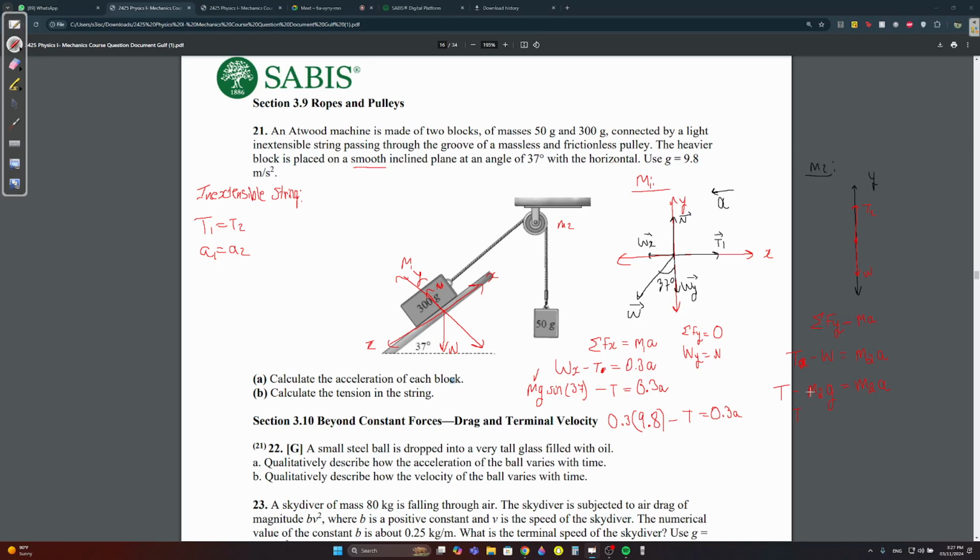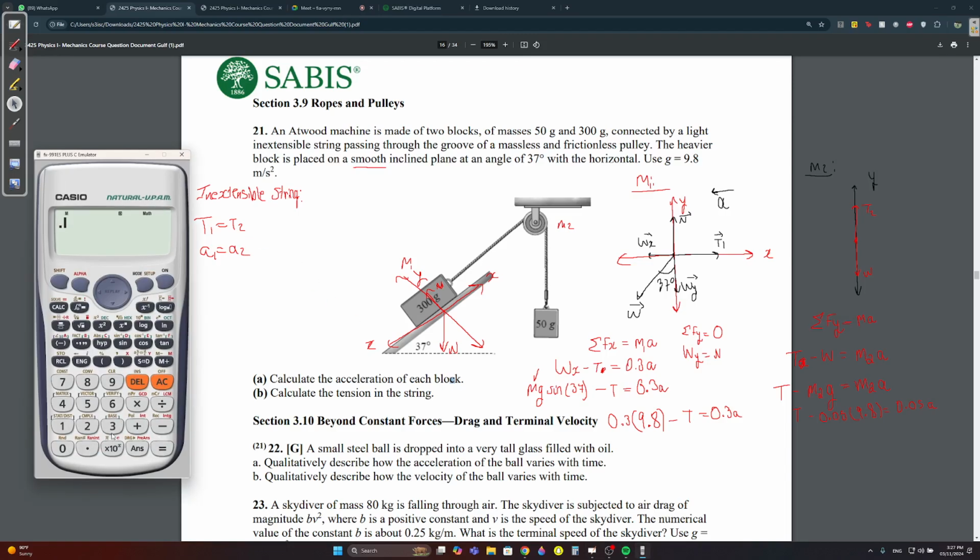Here, substitute the mass. It's 50 grams, so it's going to be 0.05 times g, which is 9.8, equal to, again, the mass, 0.05a. Now let's simplify. 0.3 times 9.8, you get 2.94 minus T is equal to 0.3a.